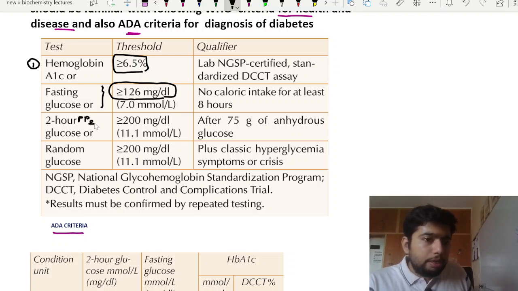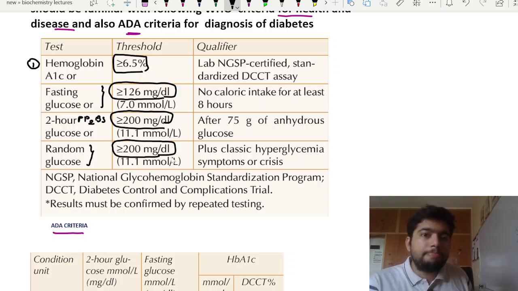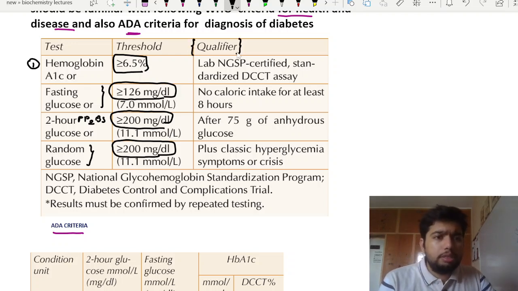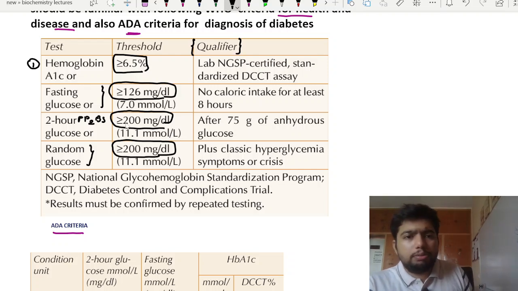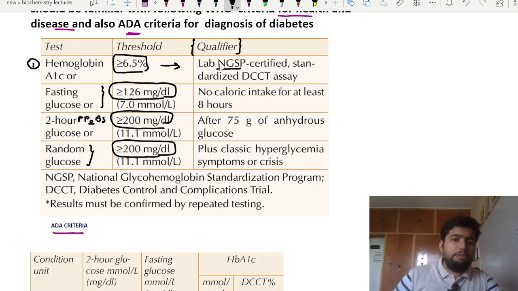PP2BS, that is postprandial 2 hourly blood sugar, is more than or equal to 200 milligram per deciliter. And random blood glucose to diagnose diabetes is more than or equal to 200 milligram per deciliter. Okay. With this qualifier we are actually more concerned with laboratory matters, but this is not so important. But you should remember that if you take HbA1c, the standardized DCCT assay has to be NGSP certified, lab NGSP certified.